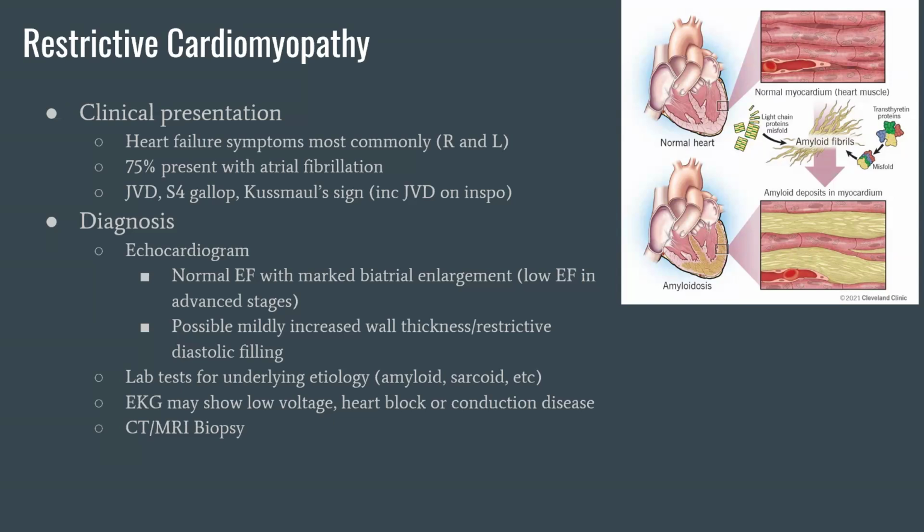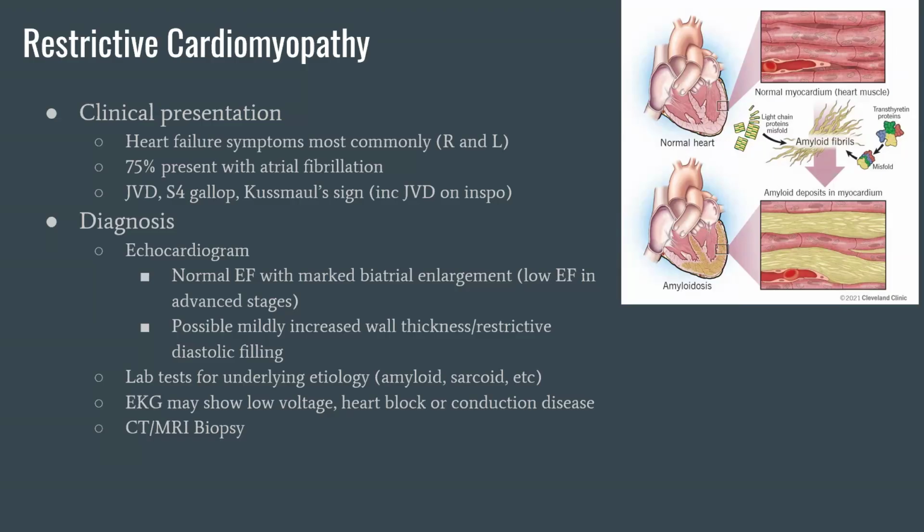So AFib for these presentations, JVD, S4 gallop because of the diastolic dysfunction, and Kussmaul sign, which is increased JVD on inspiration because of the increased pressure in the RV. And how do we diagnose this? Echo usually has a normal EF with marked biatrial enlargement. Because the ventricles are so stiff and the pressure so high in diastole, both atria will start to remodel and get bigger.